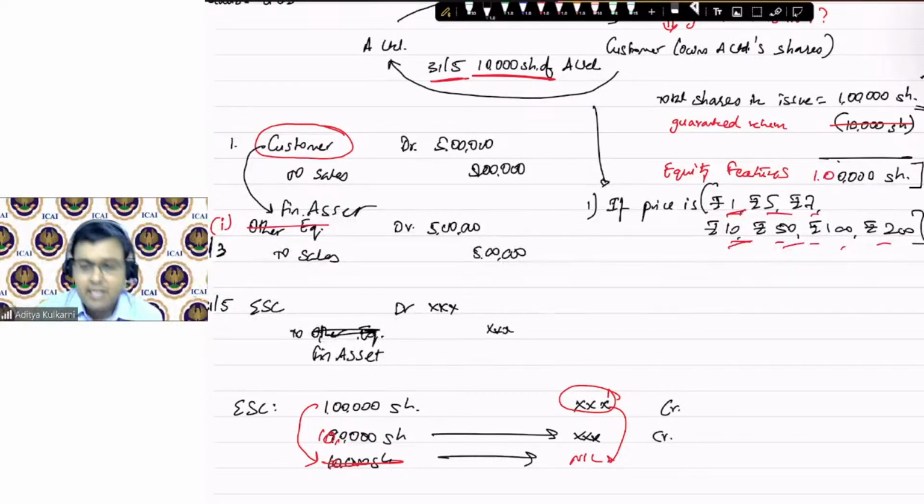So if there is no guaranteed return on 10,000 shares, equity features are exhibited on all 1 lakh shares. And if equity features are exhibited on all 1 lakh shares, I cannot debit other equity. That is why I will be debiting financial asset, because I'm not going to get cash. I'm going to get my own equity instruments. So I will have to debit financial asset. The customer is a financial asset. And against that financial asset, I'm going to get equity shares. Is it okay?